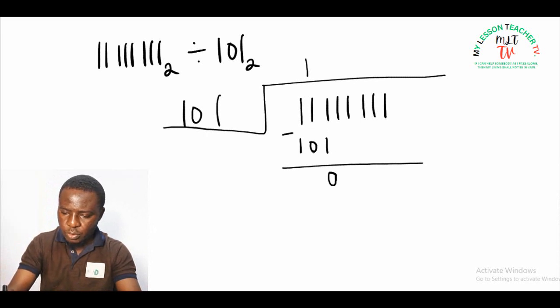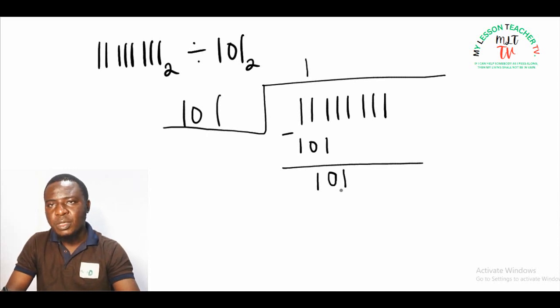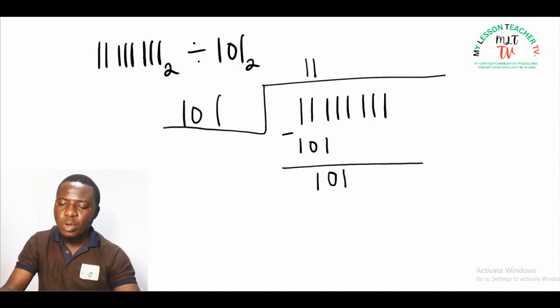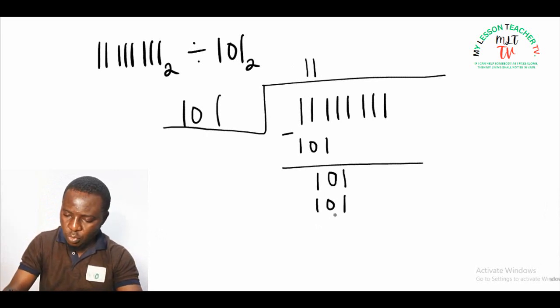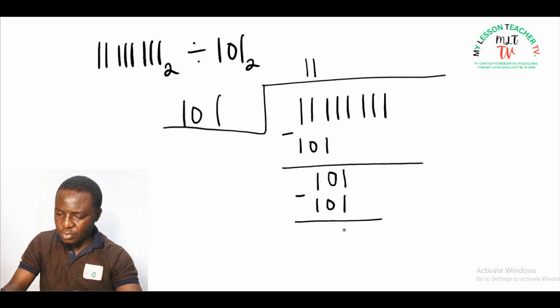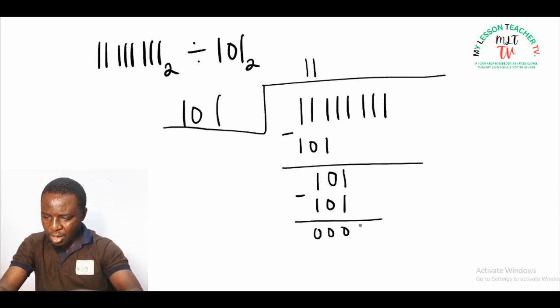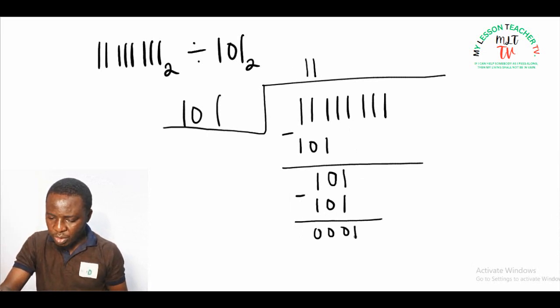1 minus 1 is 0. 1 minus 0 is 1. 1 minus 1 is 0. You bring down the next digit, which is 1. So this becomes 101 divided by 101 is 1. 1 times 101 is 101. Find the difference. It gives you 0, 0, 0. Bring down the next digit, which is 1.